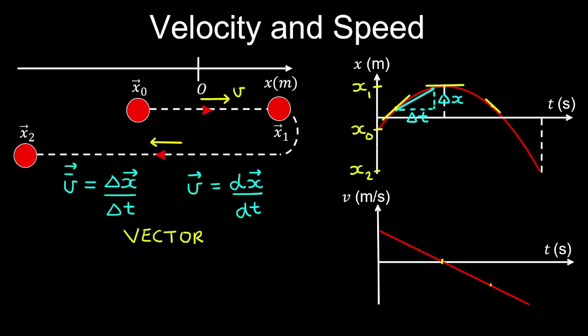Now another quantity to define is speed, which is a magnitude of the instantaneous velocity. So speed is a scalar, whereas velocity is a vector. So you can imagine reading the speed off the speedometer of your car. It has no direction, but just a number.